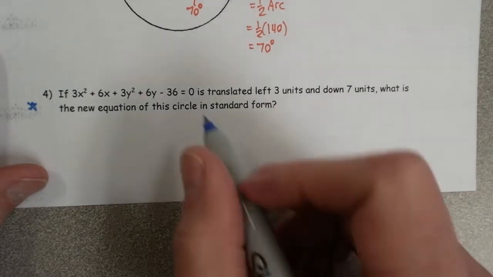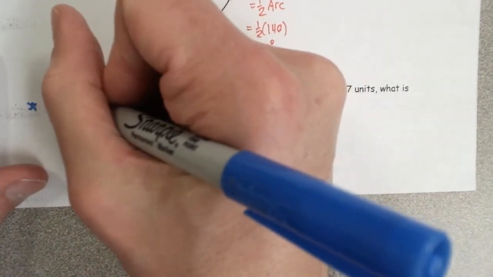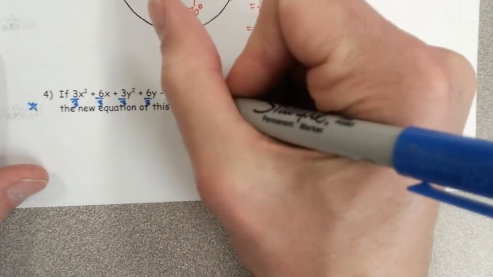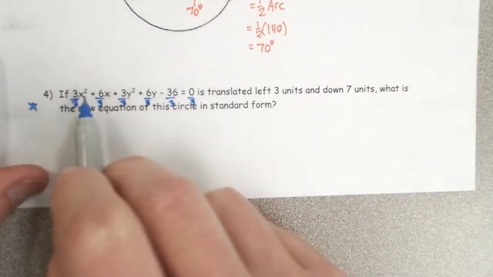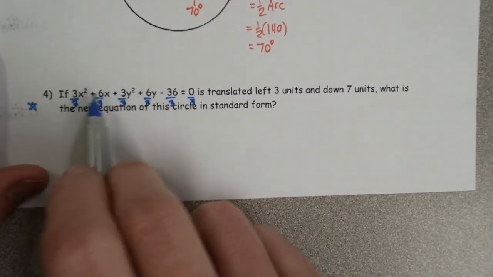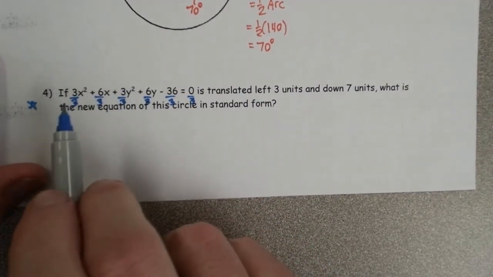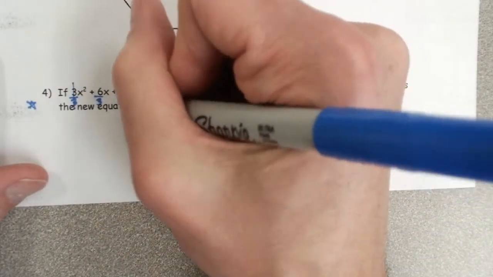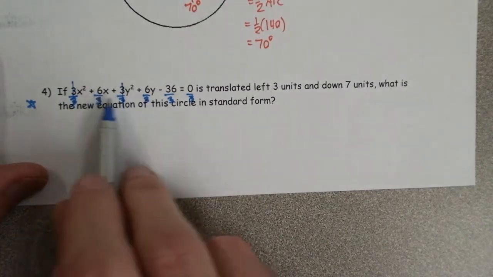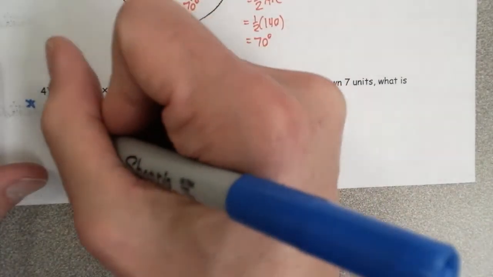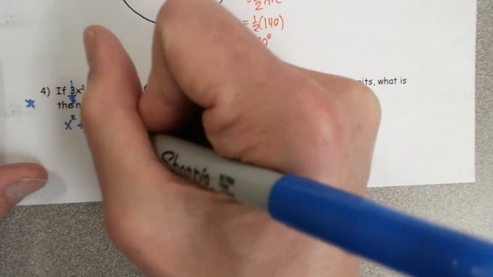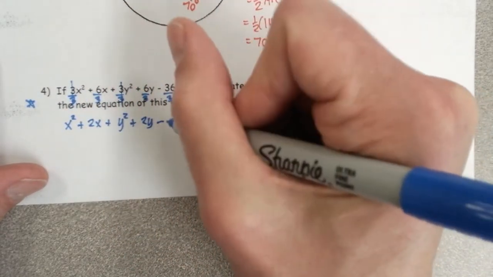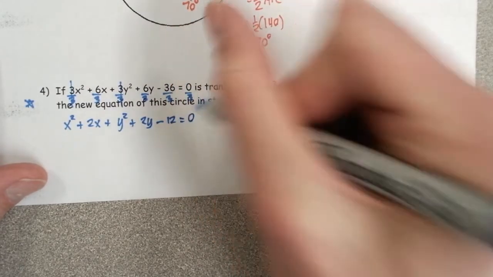Well, I can't do anything with this equation until I get rid of this coefficient. So I'm going to divide everything by 3. The reason I'm doing that is because the squared terms have to be 1x squared. They can't be 2x, 3x, 4x, or anything like that, because we won't be able to complete the square if that's the case. So that'll make that x squared and y squared, and it'll reduce these to different numbers. So it's going to be x squared plus 2x plus y squared plus 2y minus 12 equals 0.